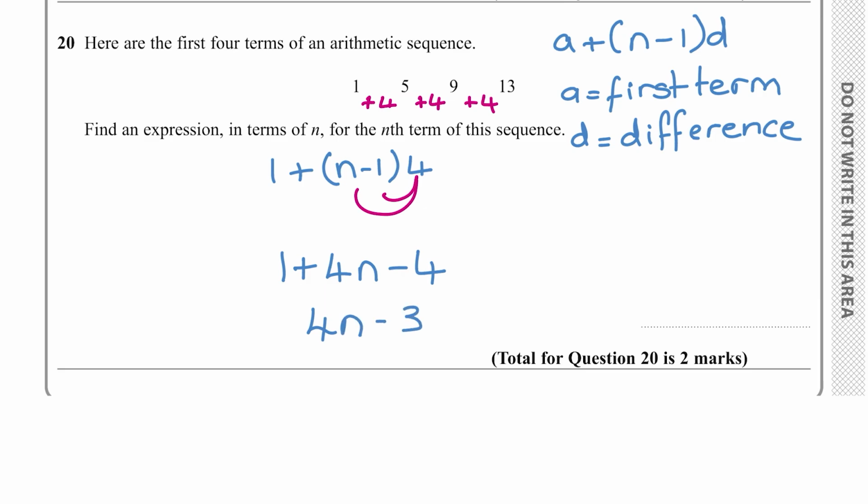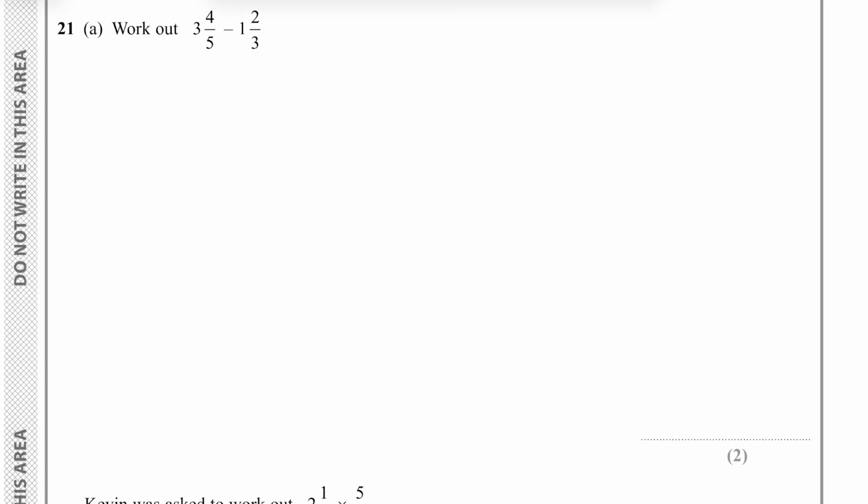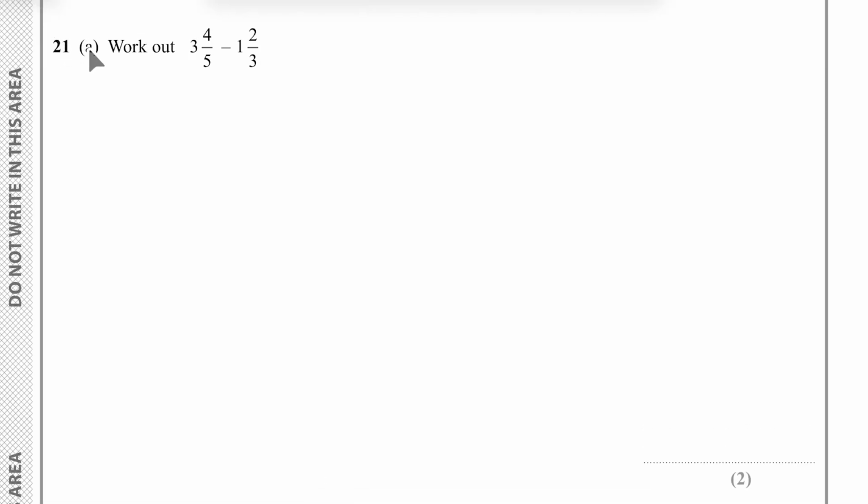And that's your expression. Question 21. So part A, they want us to work out 3 4/5 minus 1 2/3. So we've got a mixed number with subtracting fractions.